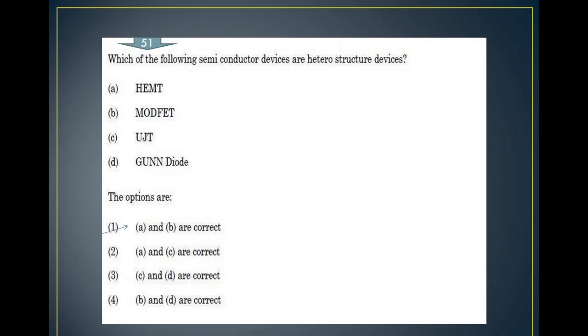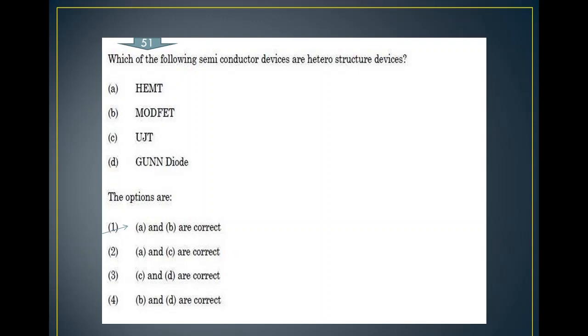Question number 51. Which of the following semiconductor devices are the heterostructure devices? Option A, HEMT. Option B, MOSFET. Option C, UJT, unijunction transistor. Option D, Gunn diode. Your options are: first, A and B are correct. Second, A and C are correct. Third, C and D are correct. And fourth, B and D are correct. And your correct option is first, that is A and B are correct.